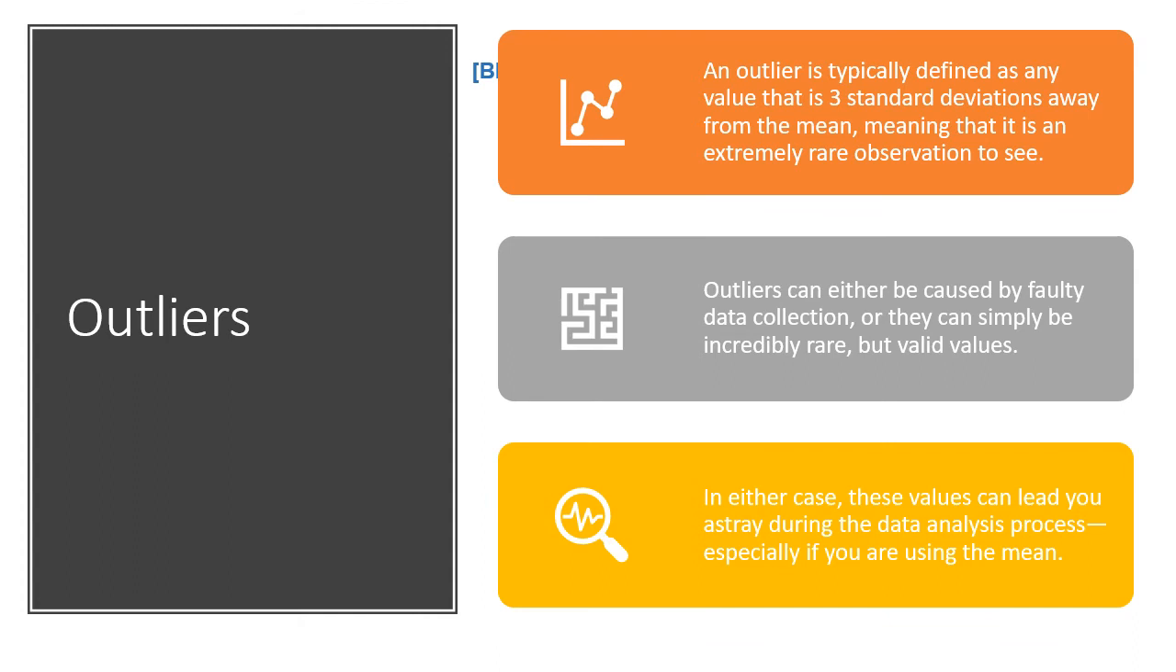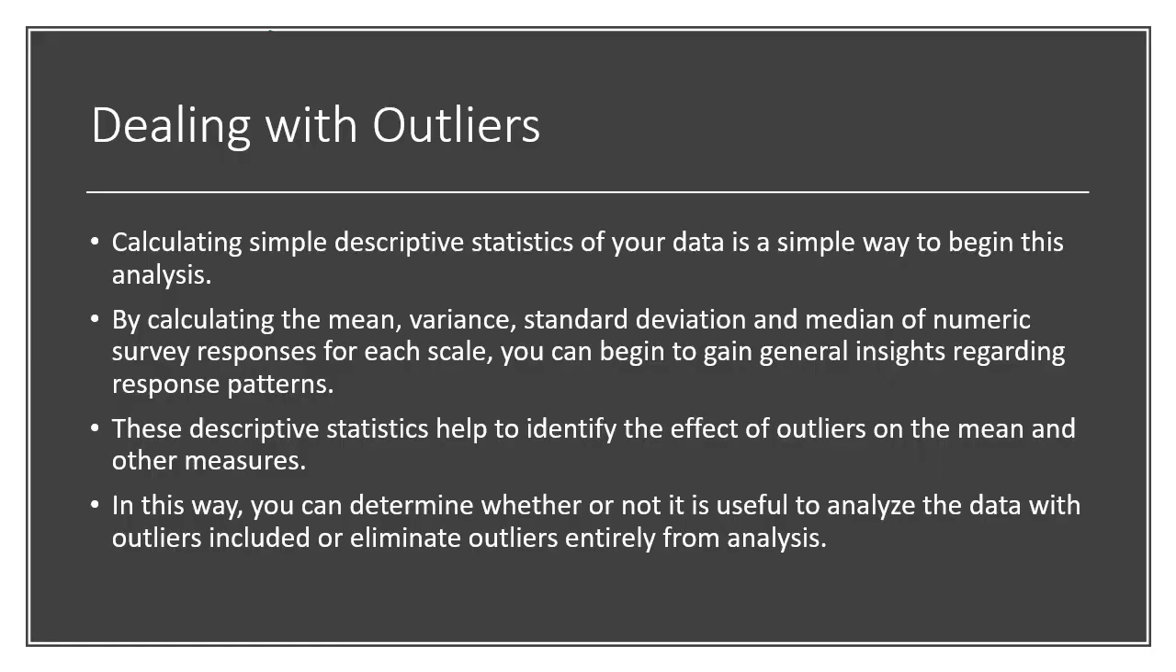It's 3 standard deviations away from the mean, so you have to know the value of the mean first, and then you can compute the standard deviation, then you can detect outliers. In either case, this value can lead you astray during the data analysis process, especially if you're using the mean. So how can we deal with outliers?